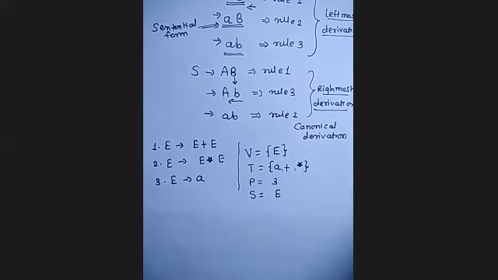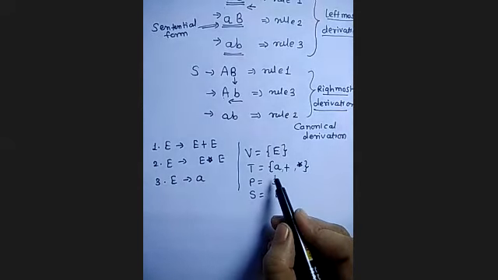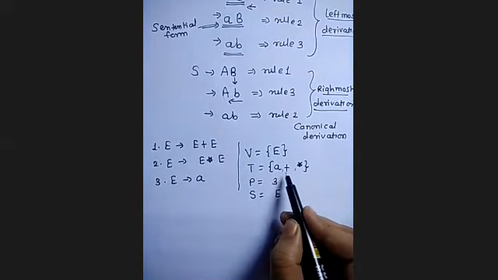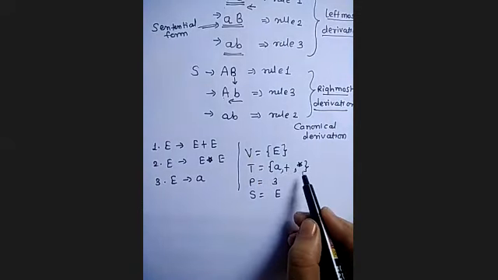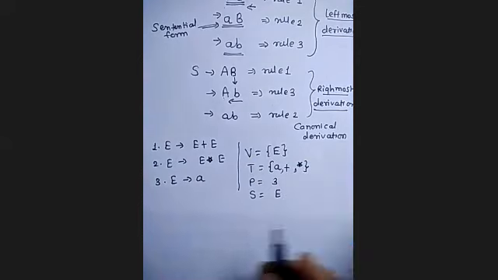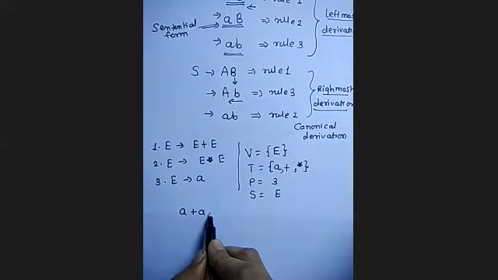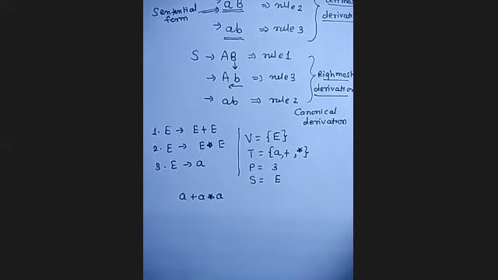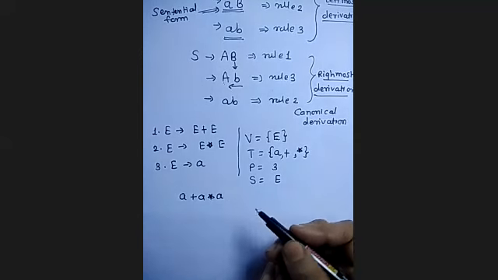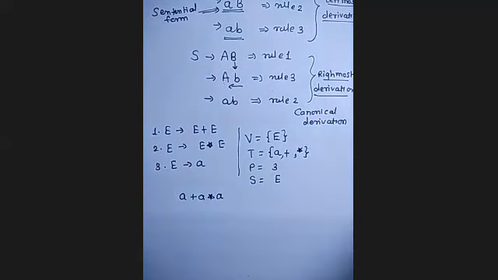So your generated string will be formed using what? a, plus, and the star. So we know that plus and star are the operators. Okay. So I am giving you one string: a plus a star a. Now derive this using leftmost derivation. So the first question here is: derive the string using leftmost derivation.